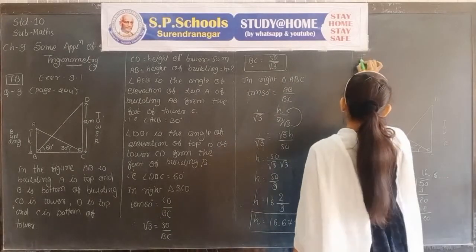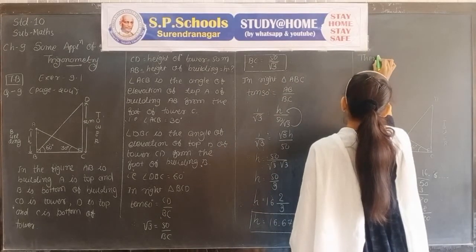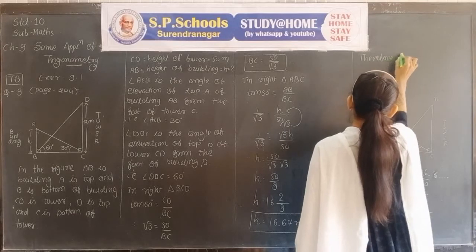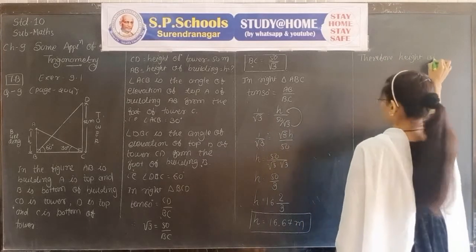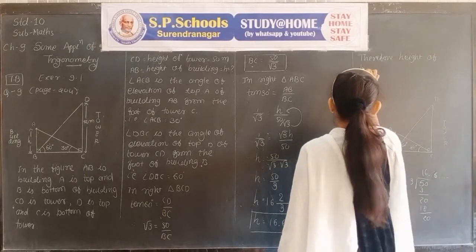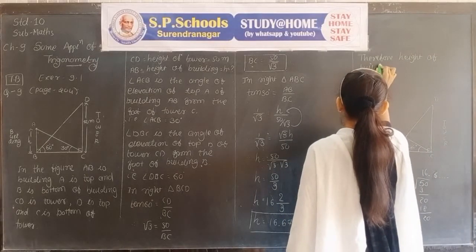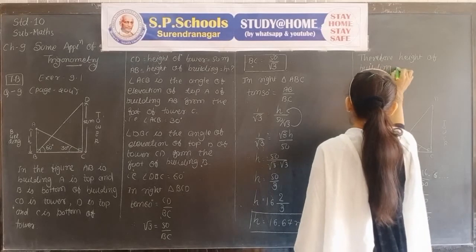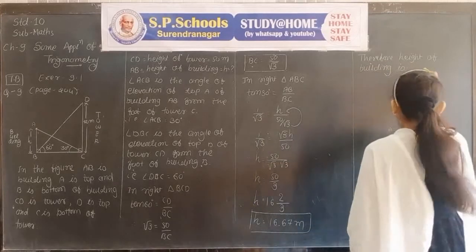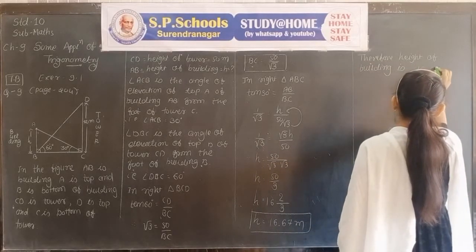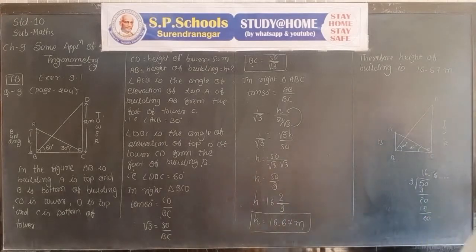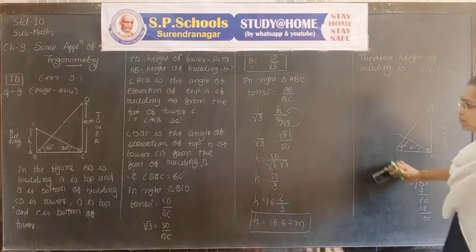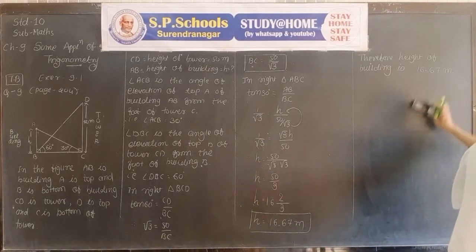Write the answer in a sentence. Therefore, the height of the building is 16.67 meters. Hence question number 9 is completed.